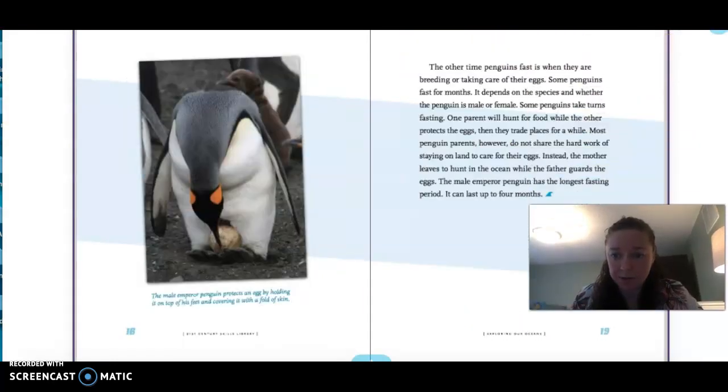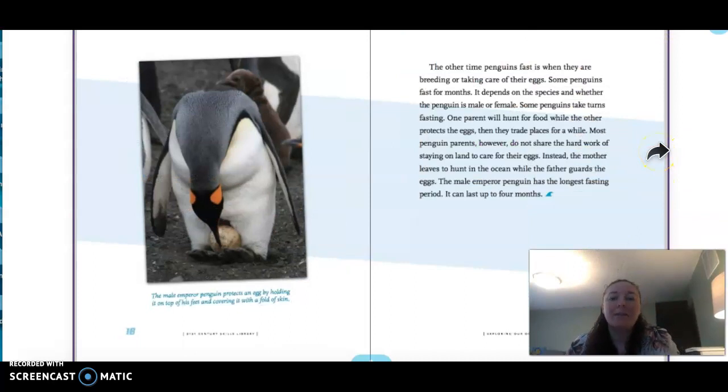Sorry, my picture's in the way. The other time penguins fast is when they are breeding or taking care of their eggs. Some penguins fast for months. It depends on the species and whether the penguin is male or female. Some penguins take turns fasting. One parent will hunt for food while the other protects the eggs. Then they trade places for a while.